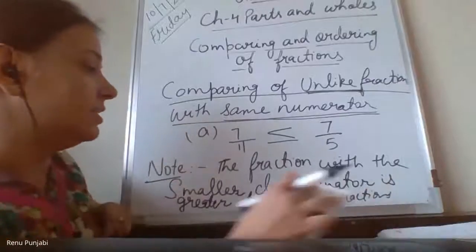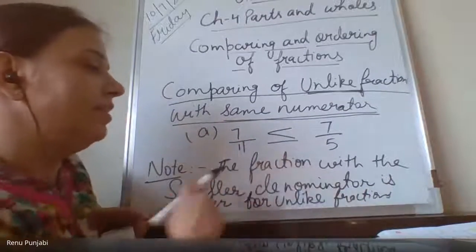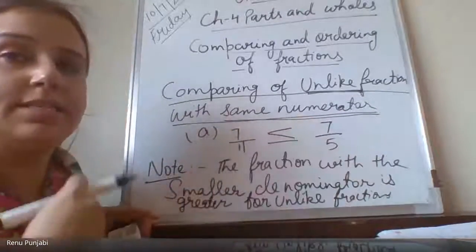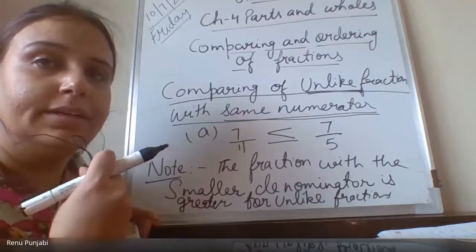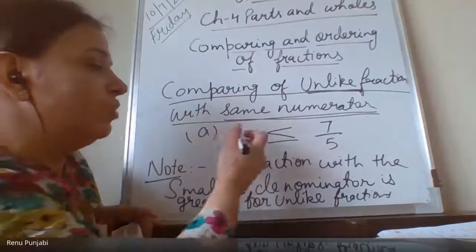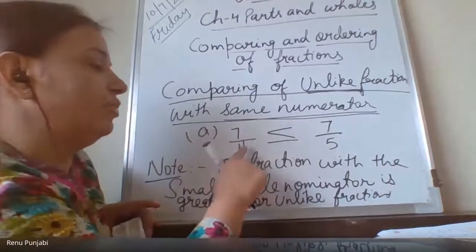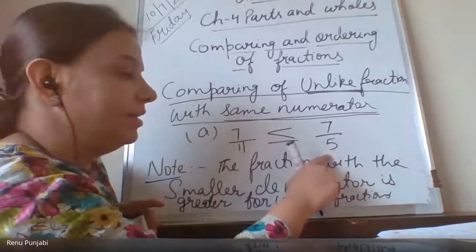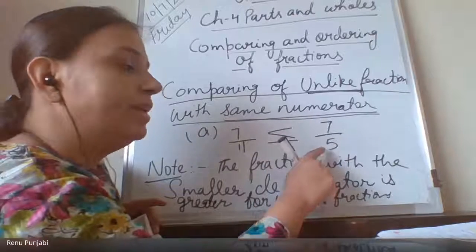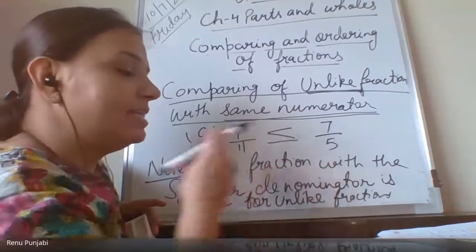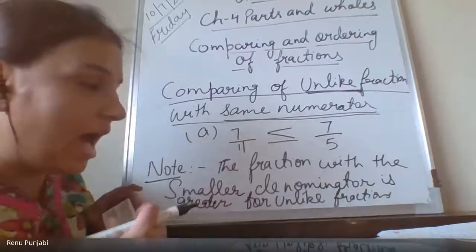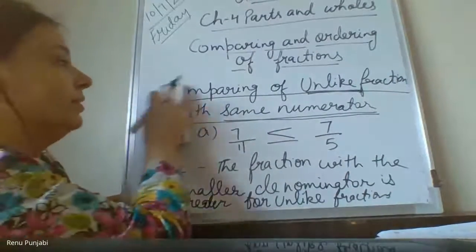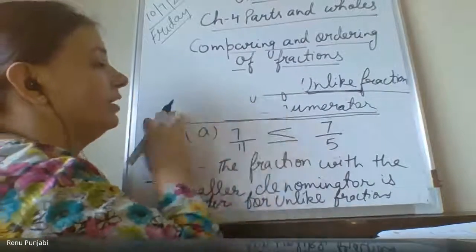Let us understand. See, as I said, when the numerators are same, Rishita, we are not writing anything right now. When the numerators are same, we have to compare from the denominator. When we are comparing from the denominator, the smaller the denominator, the greater the fraction. How? Let us understand in a better way.